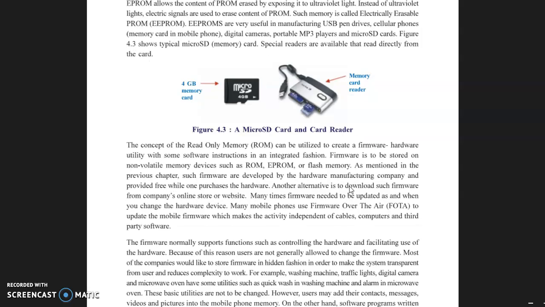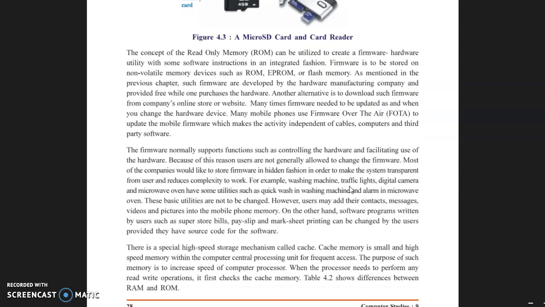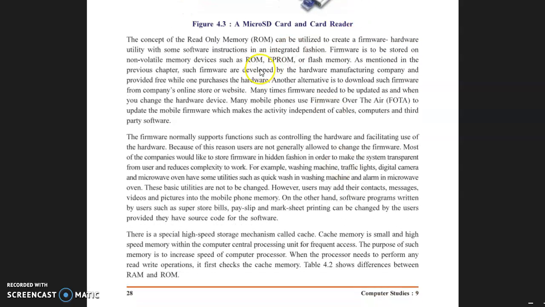As mentioned in the previous chapter, such firmware is developed by the hardware manufacturer and provided free when you purchase the hardware. If we purchase a mobile, some basic software already comes with the mobile. We are not paying separately for that basic software. So that software is called firmware.